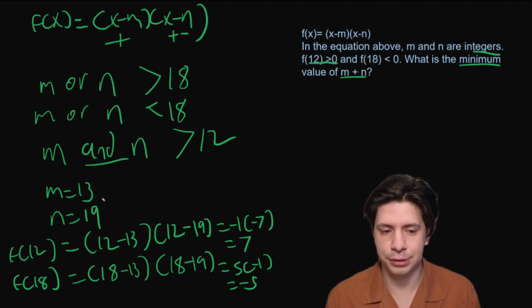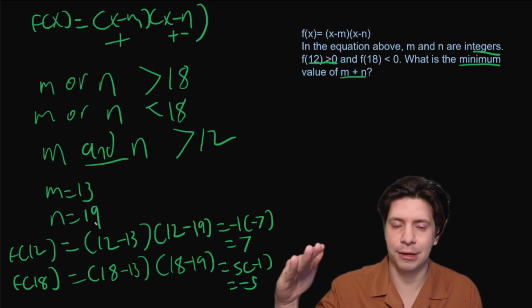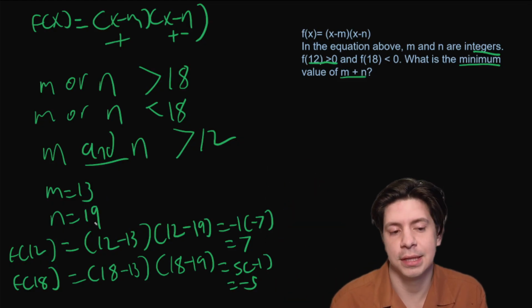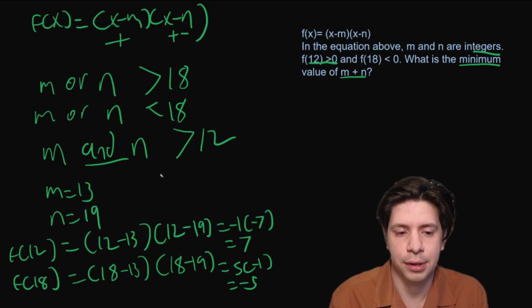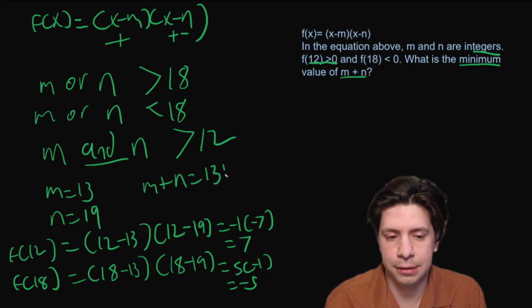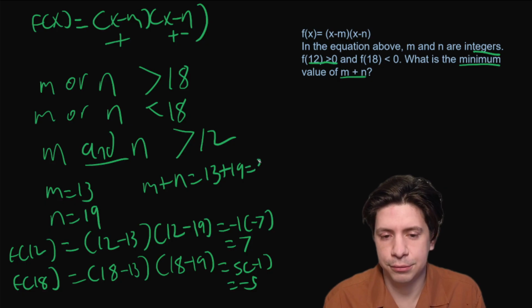You can't go below 13, because if you go below 13, you get to 12, that would be 0. If you go below 12, it just throws off the equations. And then same thing with n. So you're going to do m plus n equals 13 plus 19 equals 32.